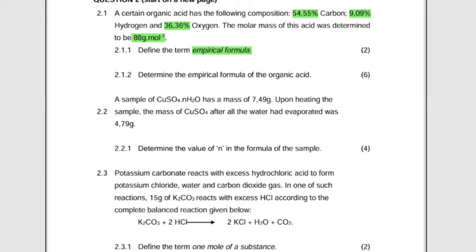So to define empirical formula, we are going to say this is the simplest whole number ratio of atoms in a compound, like that. Okay, so this is what we are having in terms of our empirical formula there.